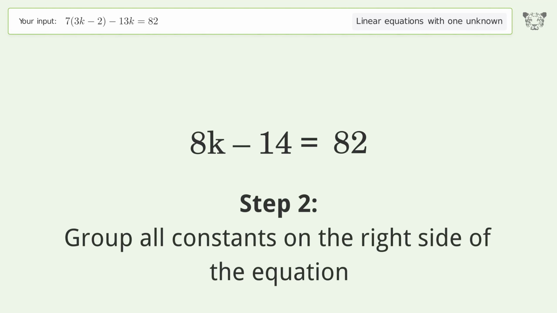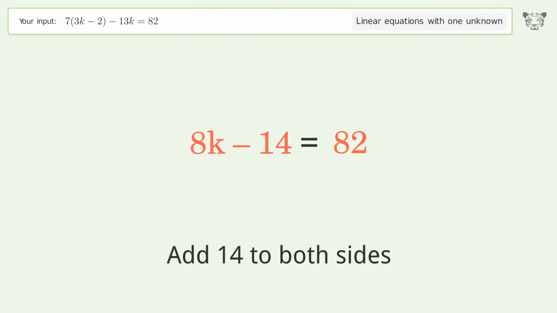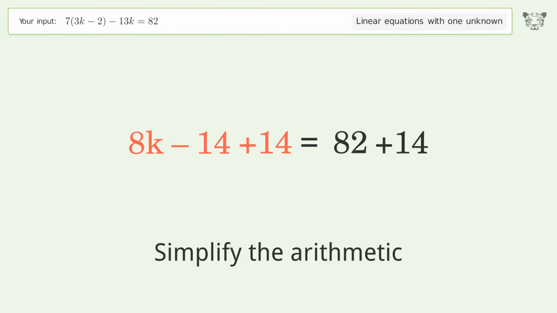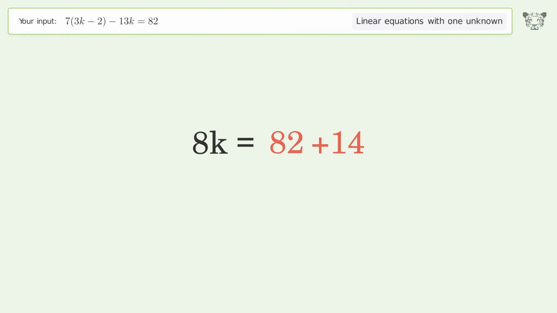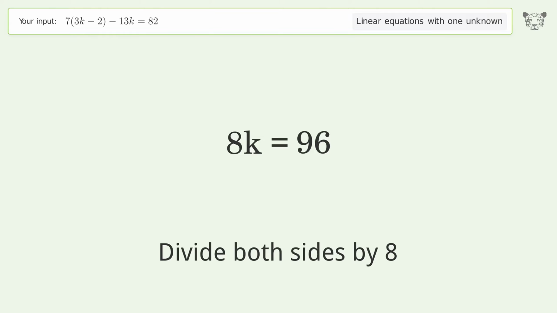Group all constants on the right side of the equation. Add 14 to both sides. Simplify the arithmetic. Isolate the k. Divide both sides by 8.